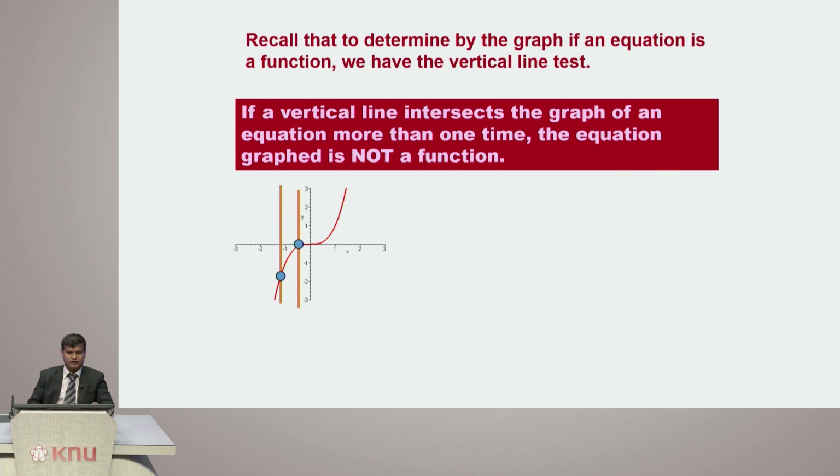So in this graph we can see the vertical line, and according to the definition of the vertical line test, if a vertical line intersects the graph of an equation more than one time, the equation is not a function. But in this first example, it doesn't intersect more than once. It's all uniquely placed along these vertical lines. So we could call this a function.